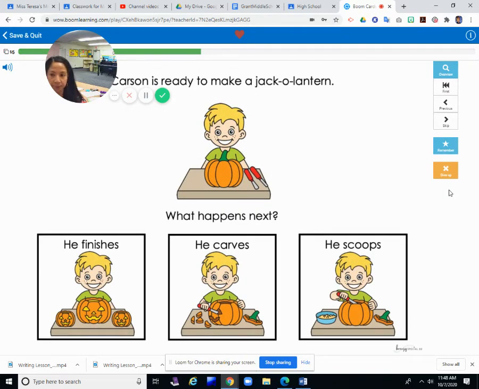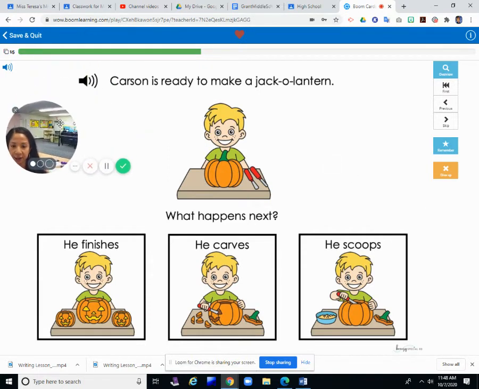Carson is ready to make a jack-o'-lantern. What happens next? Okay, we'll do one more sequencing activity. So he's making a jack-o'-lantern. He's ready. He has his carving tools, his pumpkin, and his pumpkin is all intact. What does he do next? Does he finish the jack-o'-lantern? Does he carve the jack-o'-lantern?